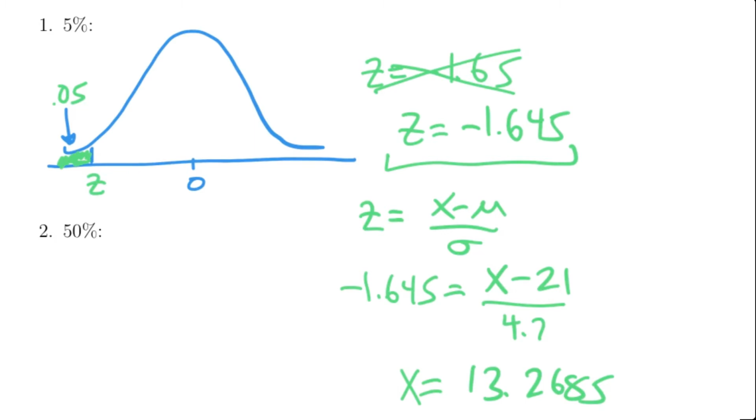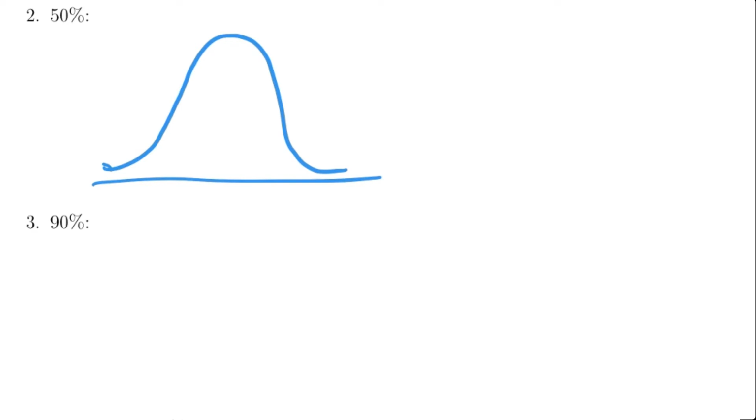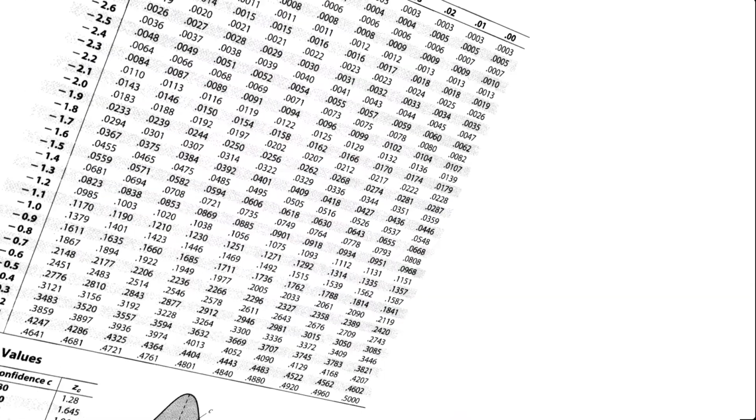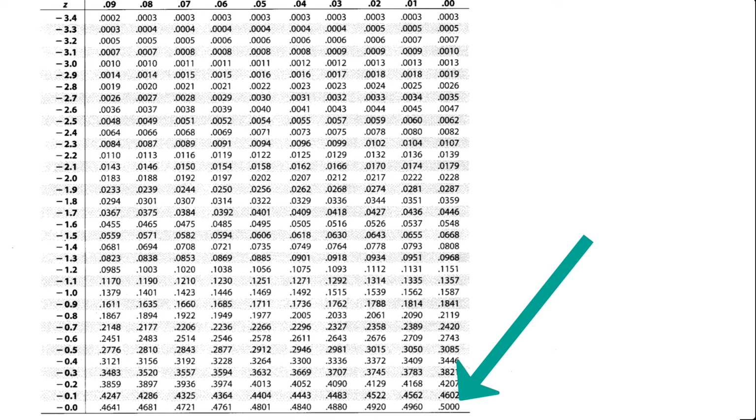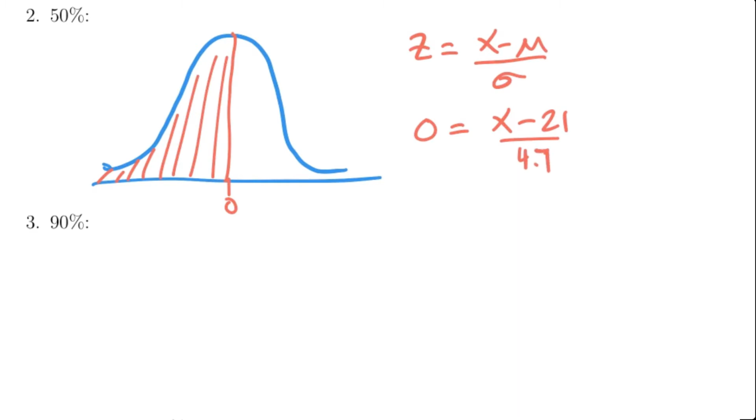Let's go ahead and try it with the 50th percentile. As always, we're going to draw the normal curve. Now, 50th percentile is going to actually be the z-value of 0. So there's actually not a whole lot of work here, but when you look at the normal table, you can see the area of 0.5 goes with the z-value of 0. And then to convert that to an ACT score, we can use that same formula. So we have 0 equals x minus 21 over 4.7. And when we solve for that, we're going to get 21 equals x.